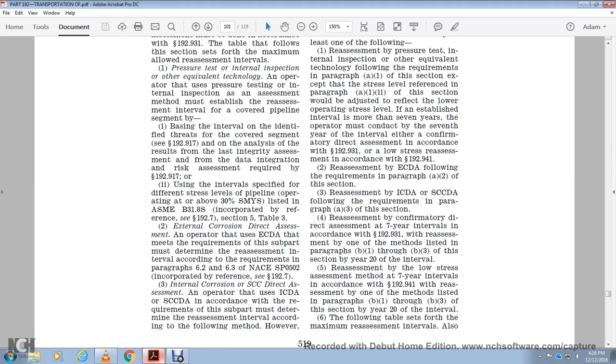External corrosion direct assessment. The operator using external corrosion direct assessment under the requirements of this subpart must determine the reassessment intervals according to the requirements in paragraphs 6.2 and 6.3 of NACE SP0502, incorporated by reference in 192.7, and corrosion over the system.